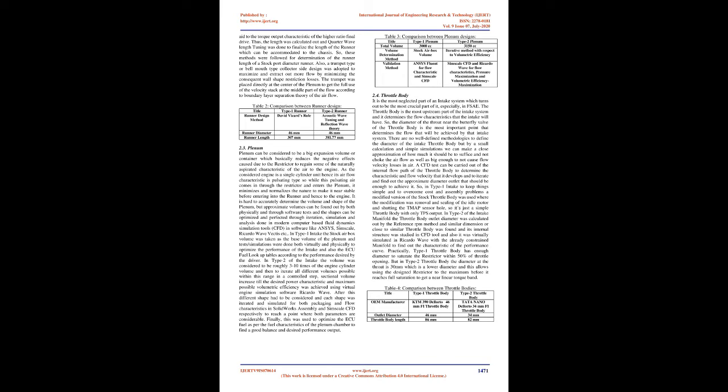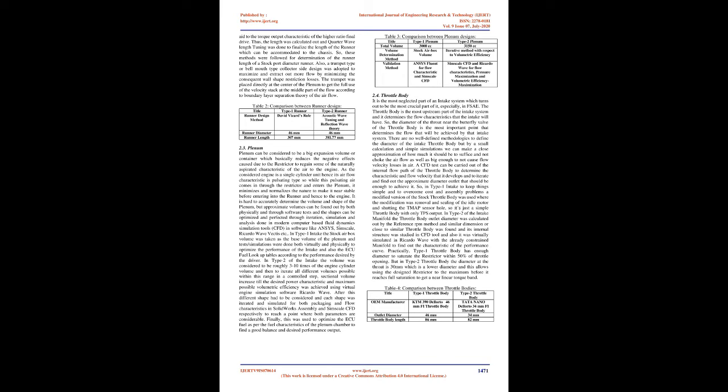2.3 Plenum. The plenum can be considered a big expansion volume or container which basically reduces the negative effects caused by the restrictor, to regain some of the naturally aspirated characteristic of the air to the engine. As the considered engine is a single-cylinder unit, its airflow characteristic is pulsating, so while this pulsating air comes in through the restrictor and enters the plenum, it minimizes and normalizes the nature to make it near stable before entering the runner and hence the engine.